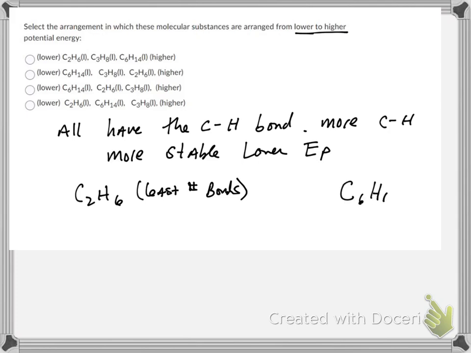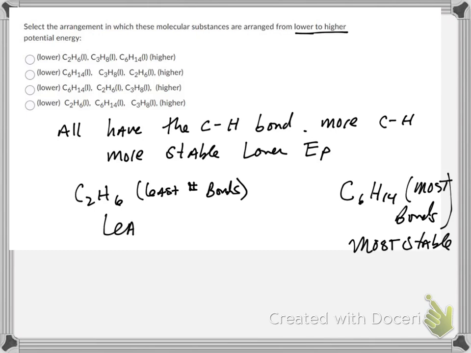While C6H14, clearly there are many more bonds associated with it. It has the most polar bonds, or the most bonds in general, and that's going to have the lowest potential energy, or most stable. So the option here would be having C6H14 be the lowest potential energy. They all have the same phase, so we're really just counting up the number of bonds.